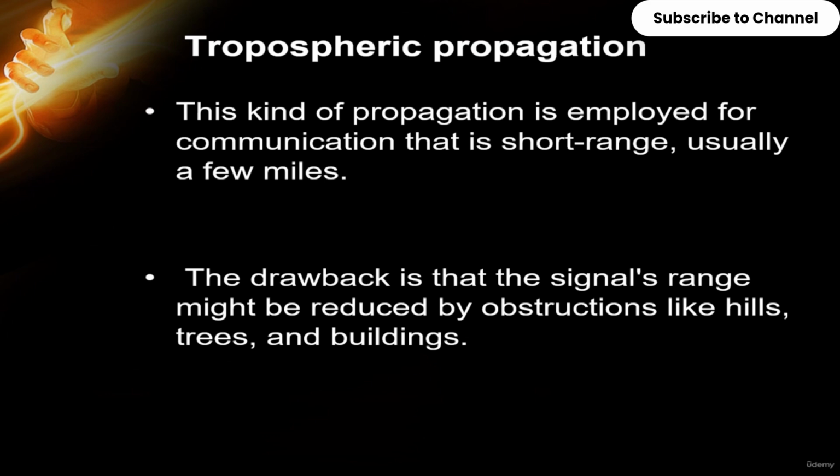Then tropospheric propagation. In tropospheric propagation, it is employed for short range, with very few miles. There can be a line of sight between the transmitter and the receiver for the radio waves to move in a straight line, which depends on the signal over small distances, and this is the advantage of the communication. But the drawback is the signal's range might be reduced by trees and buildings, which we already saw for line of sight propagation.